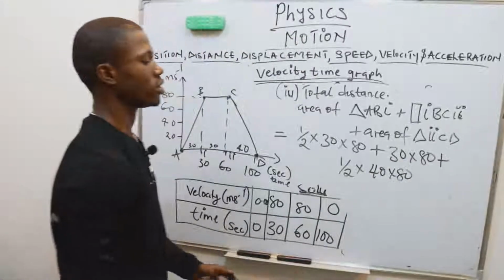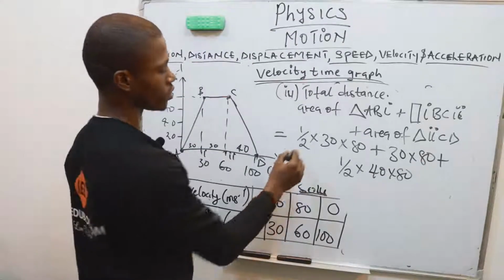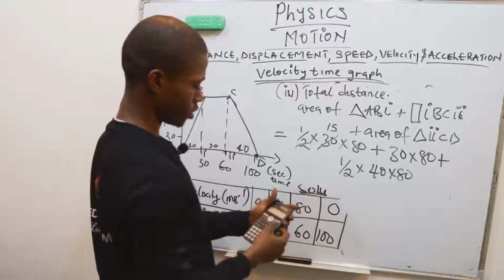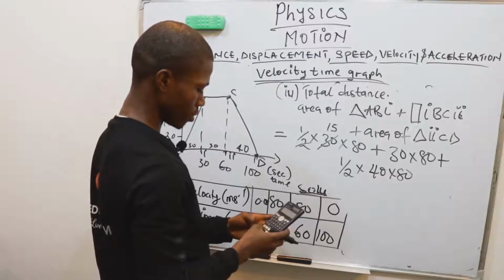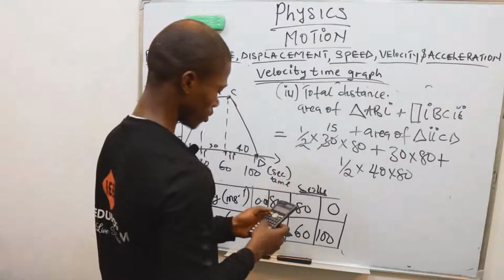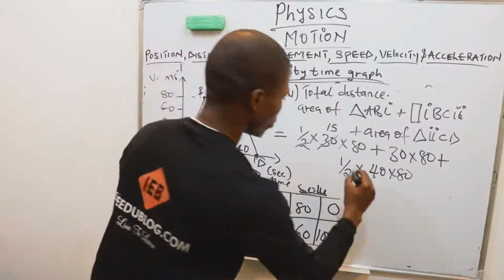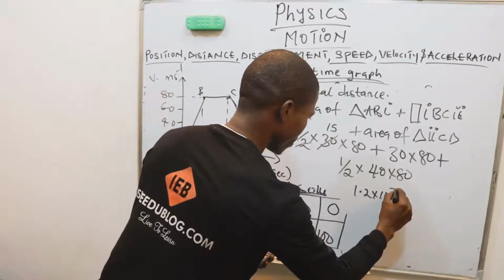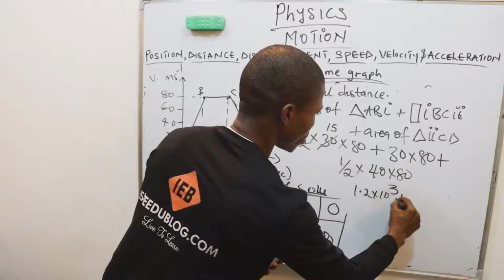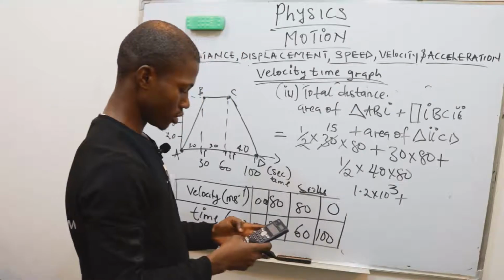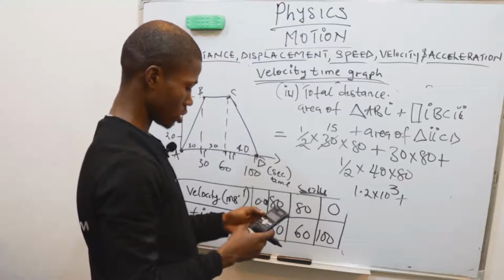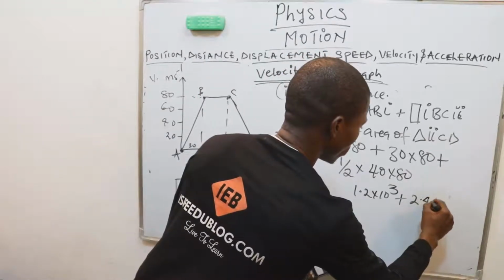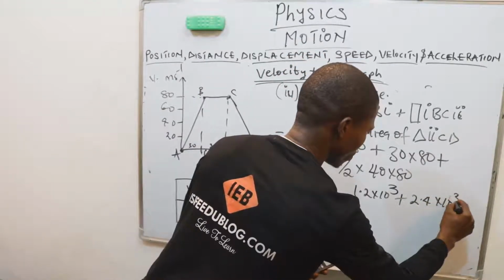Times our height, which is 80. So if we solve out, this is 2 into 30 will give us 15. 15 times 80 will give us 1.2 times 10 raised to power minus 3, plus 30 times 80. 30 times 80 will give us 2.4 times 10 raised to power 3.